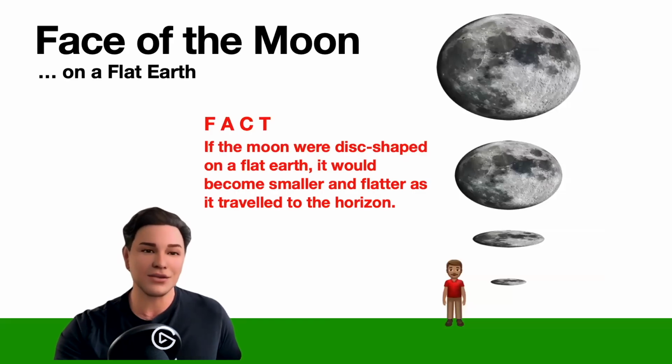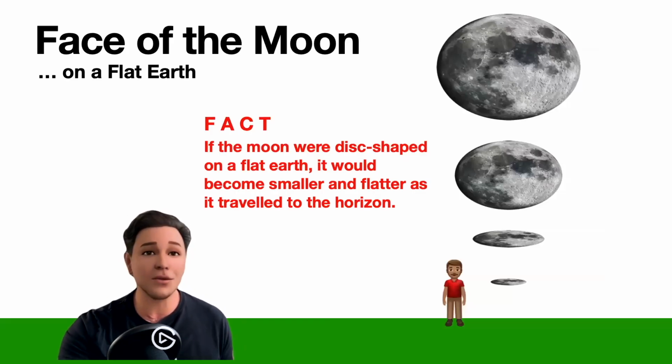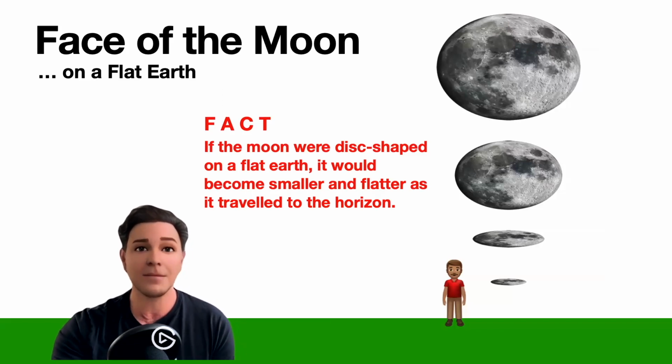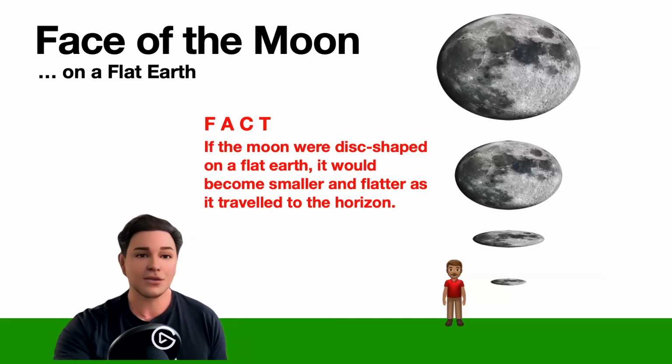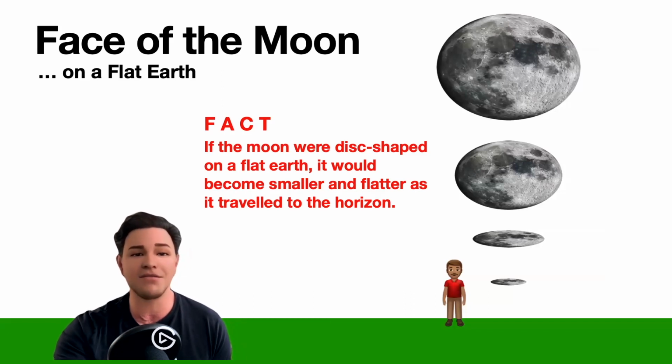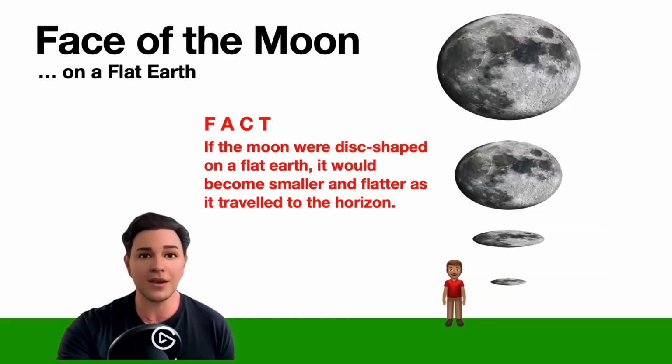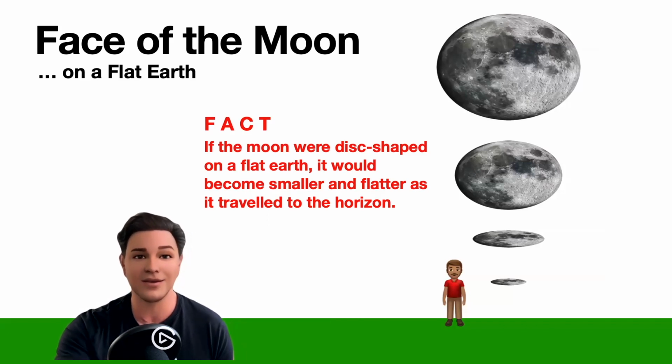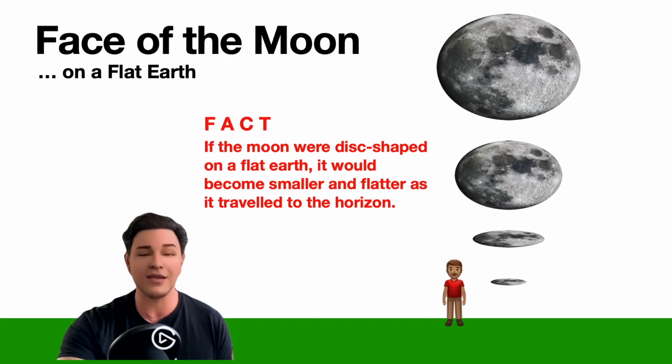But some flat earthers will say, no, the moon is not a ball. It's not even a physical object. It's just a plasma up in the sky. It's a disk. So the problem with that, if the moon were disc-shaped on a flat Earth, it would become smaller and flatter as it traveled to the horizon. So when we look up on a full moon, do we see it looking like this graphic here, with it overhead a little further, and the furthest away? If it were a disk, that's what it would look like.